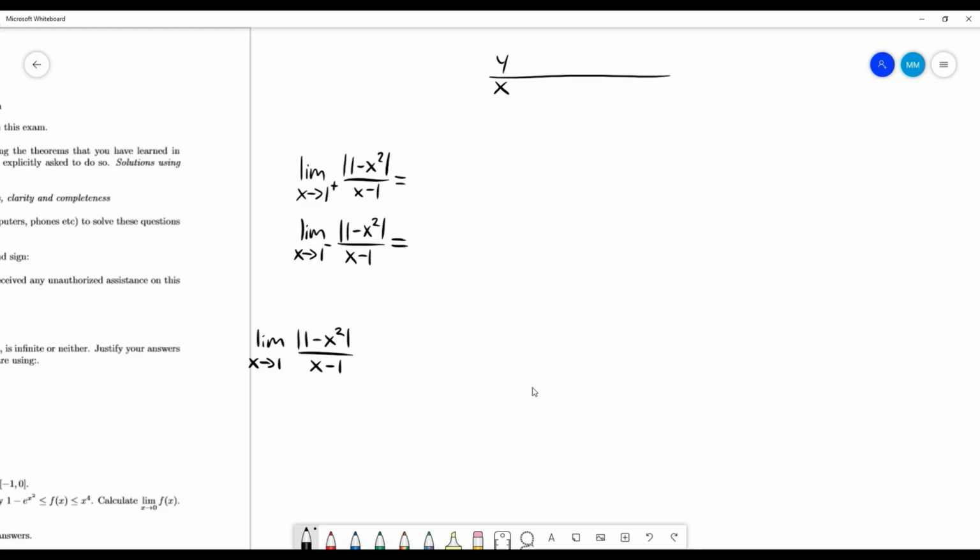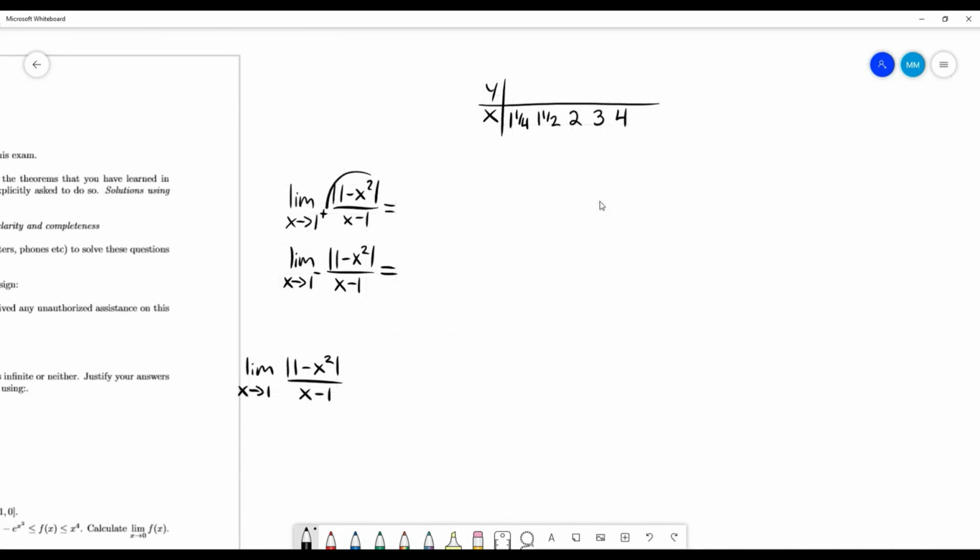We want to get really, really close. So I'm going to get some really close x values. I'm going to say maybe 1 1/4, 1 1/2, and then maybe 2, 3, and 4. We're just going to plug in those values and see what value we're approaching. So let's start over here because we'll start big and approach that x equals 1, right?